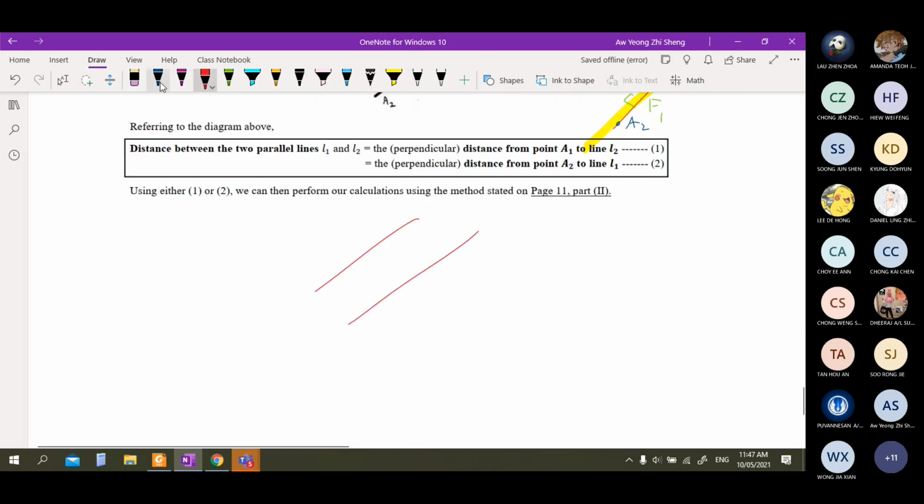I can also make use of my point A2. If this is L2, this is L1, I can measure the distance, let's call it F2 over here, where F2 is the foot of perpendicular from A2 to L1. Then if I erase the line L2, it's clear that the required distance is just the perpendicular distance from point A2 to line L1.